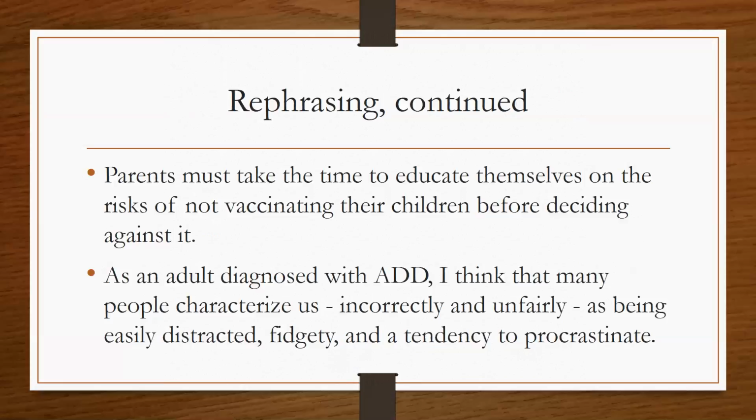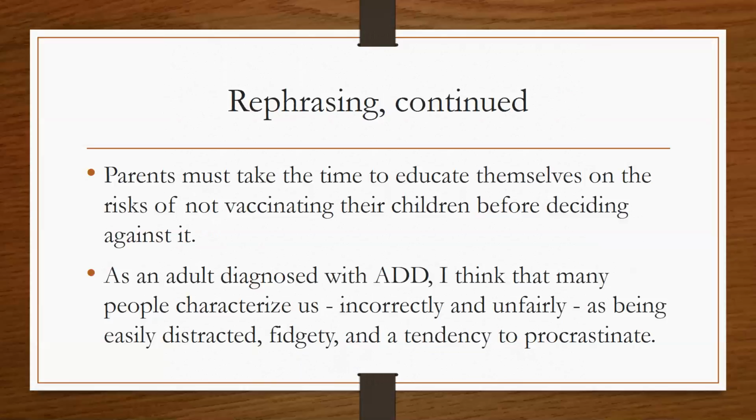Moving on to this last statement. "As an adult diagnosed with ADD, I think that many people characterize us incorrectly and unfairly as being easily distracted, fidgety, and having a tendency to procrastinate." So, okay, the thing that probably jumped out here as you're reading this is the use of first person, "I think." And when we see a phrase like "as an adult diagnosed with ADD," the writer is making a direct reference to themselves, which really sort of goes against the grain of academic tone and academic writing. And it's certainly not objective. Now we've clearly crossed into subjective language.